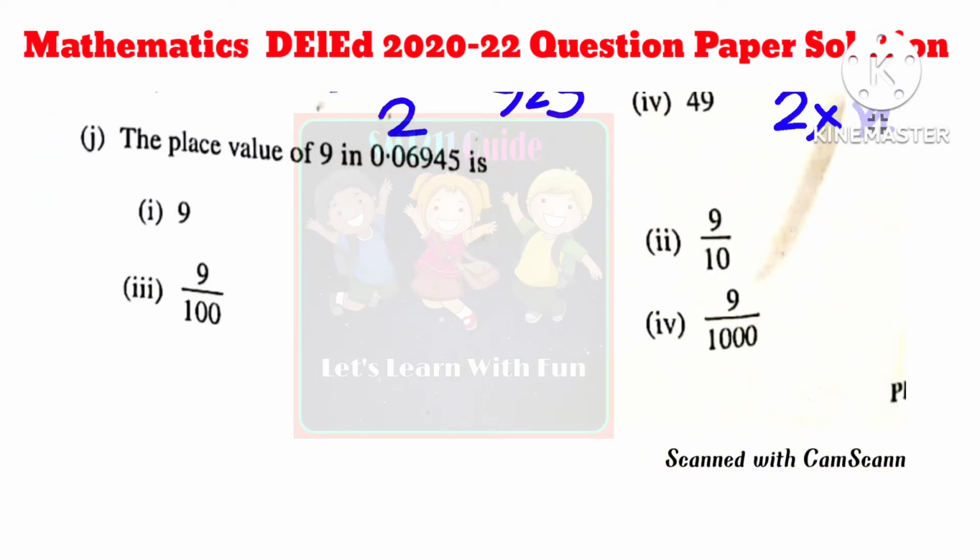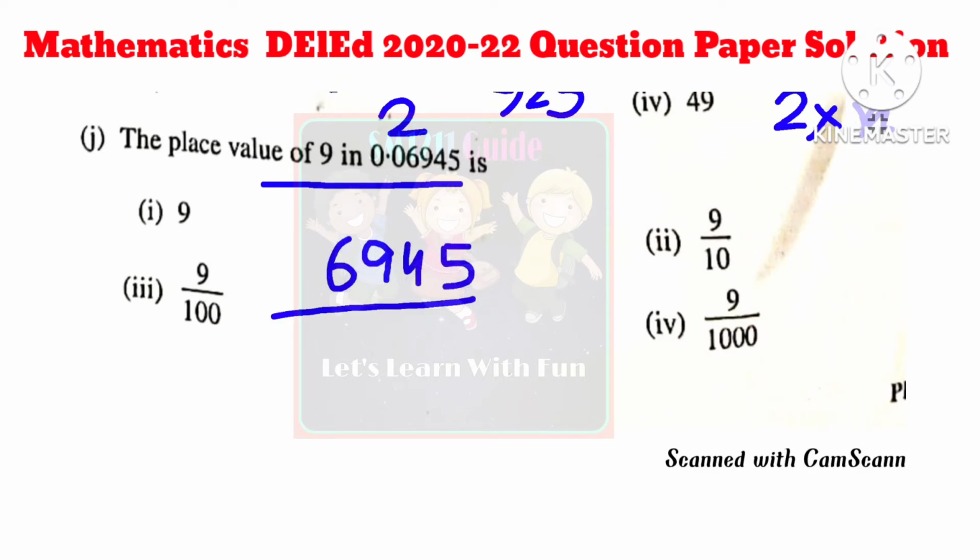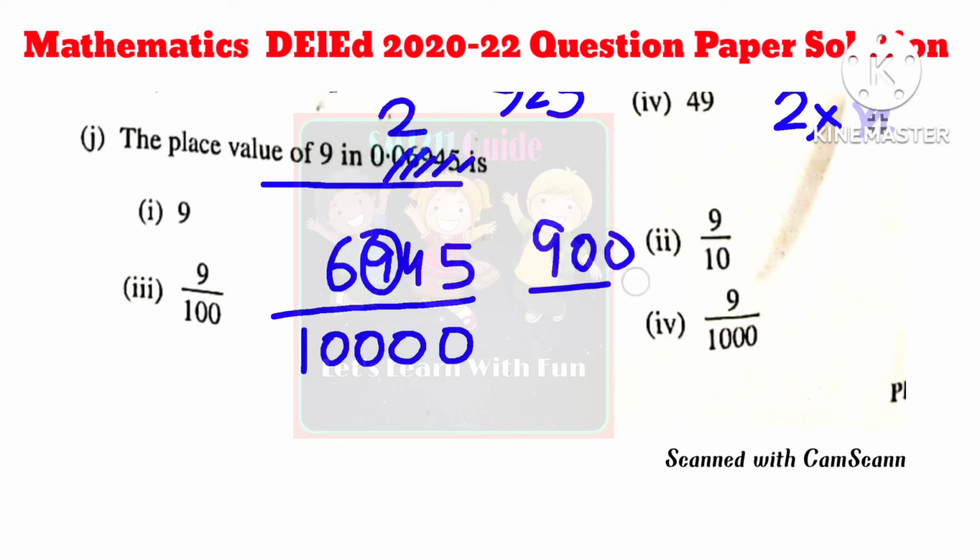Next, we are asked to find the place value of 9 in the given number. Let us write it as a fraction first: 6945 divided by how many digits are there after the point? 1, 2, 3, 4, 5. So the position of 9 here is 900 divided by how many zeros? 1, 2, 3, 4. Cancel these 2 zeros with these 2 zeros, and you get 9 by 100. That is option number 3.